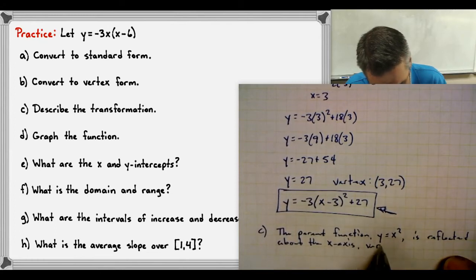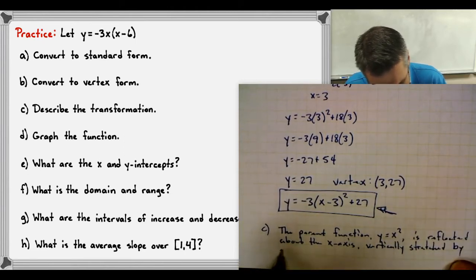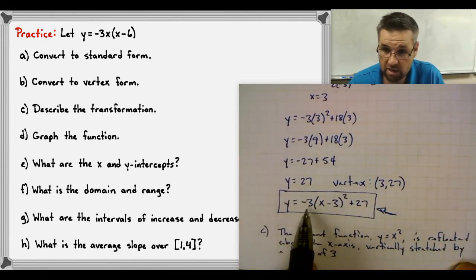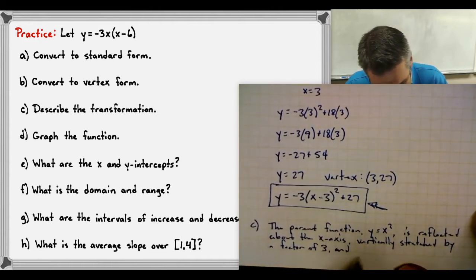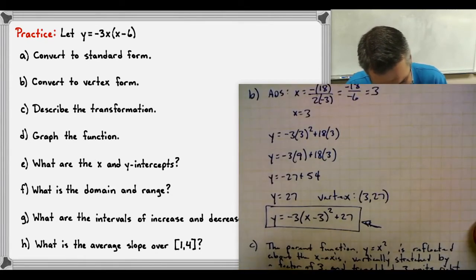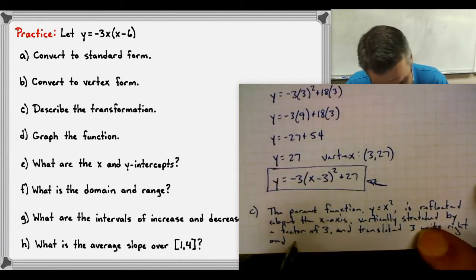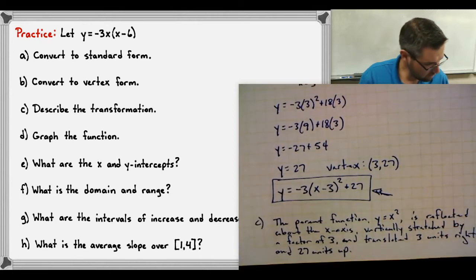Then we would say vertically stretched by a factor of 3, because our a value has a 3. It's a stretch because that's greater than 1. And then we would say translated 3 units right, because our vertex was 3, 27, and 27 units up. All right, so there is that.